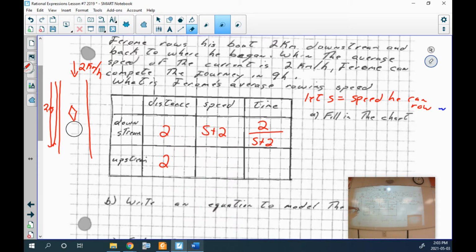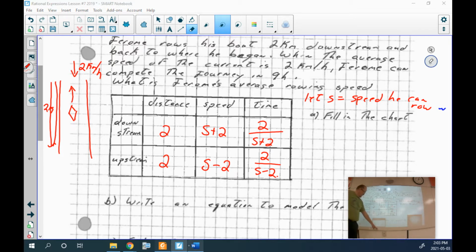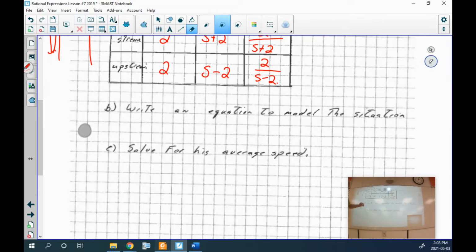Now, when he turns his boat around, he's rowing against the current. So however fast he rows, minus the 2 kilometers per hour that he needs to push against the current. So we have 2 over s minus 2. Now, this chart is going to allow us to do the problem that we want. Write an equation to model the situation.